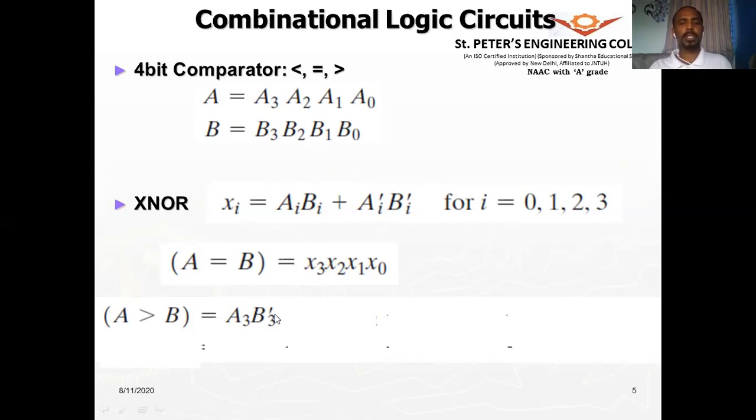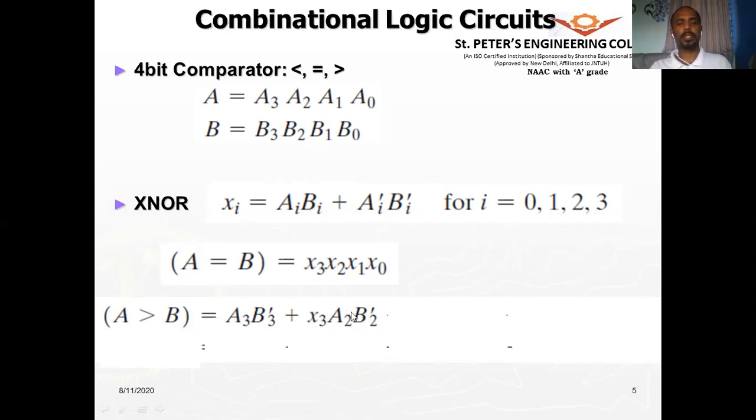What is the next bit? It is A2, B2. Again, when do we say A is greater than B? If you take the AND operation of A2 and B2 complement, it should be equal to 1. Provided that the A3, B3 bits were the same, we have to take X3 also, which is the result of the previous comparison. So only when they are equal do we consider this.